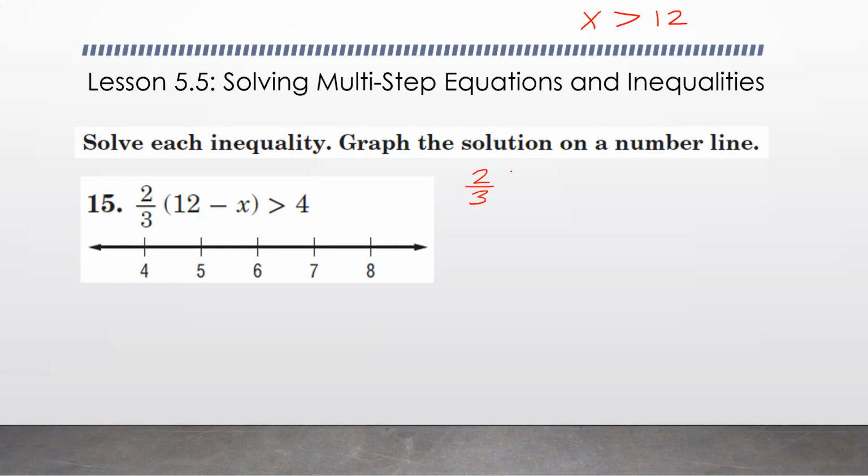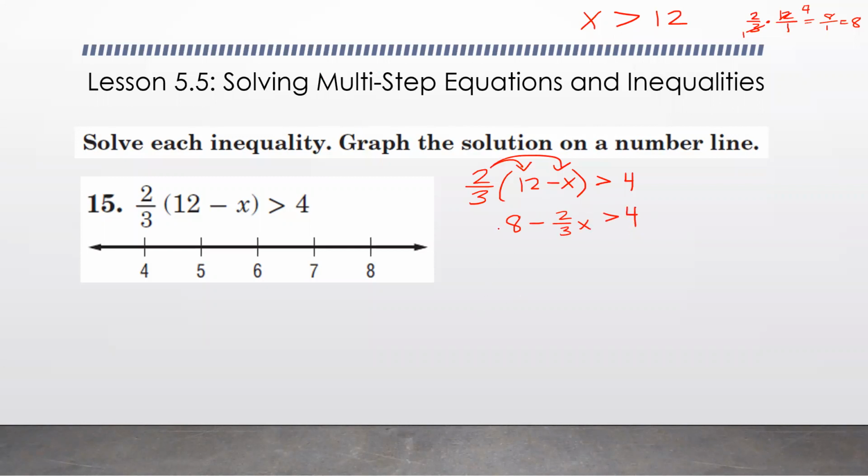So if we've got 2/3 times, in parentheses, 12 minus x is greater than 4, okay? So I'm going to distribute 2/3 times 12 and times negative x, okay? So I do 2/3 times 12. I can cross simplify here. This ends up being 8/1, which is 8, okay? So I have 8 minus 2/3 x, okay, is greater than 4, okay?